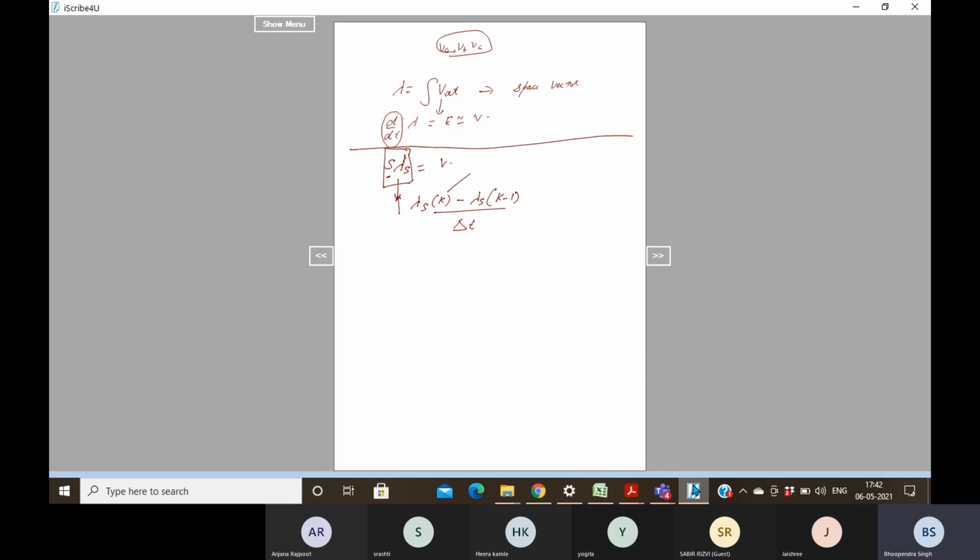So this xi s of k is a stator flux vector at the kth instant, and xi s of k minus 1 is the stator flux vector at k minus 1 instant. Because you are now going to deal with a digital computer, right? You will be having sensors. You will be converting analog quantities to digital quantities.